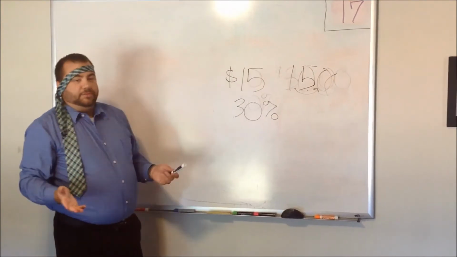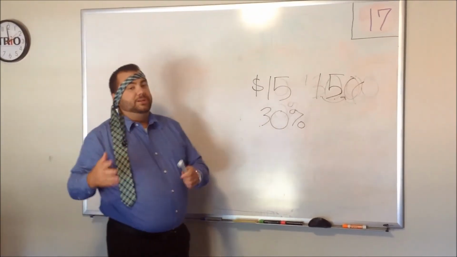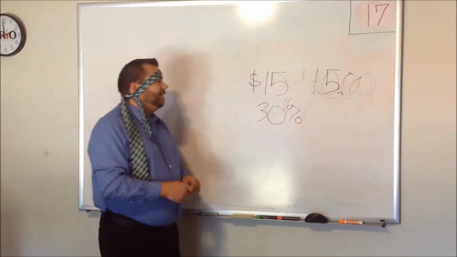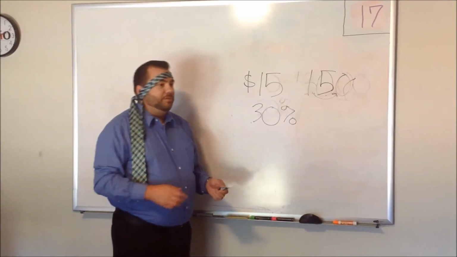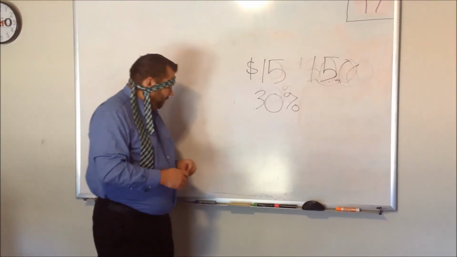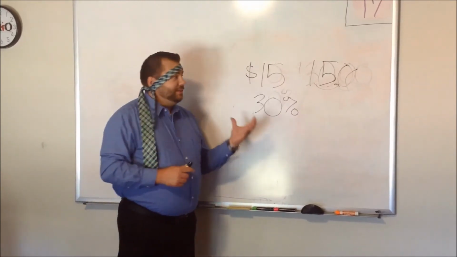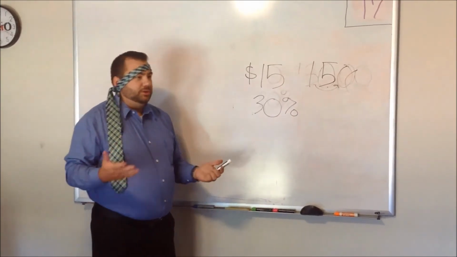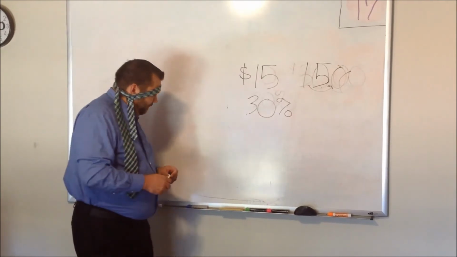What's 3 times $1.50? It's $4.50. 15 minus $4.50 is $10.50. Right about the perfect amount to spend on a tie. So again, this is math in the real world. You're trying to save a buck, whatever, coupons are good.